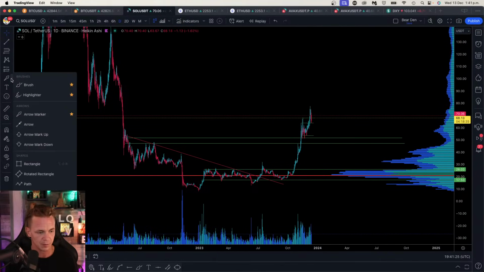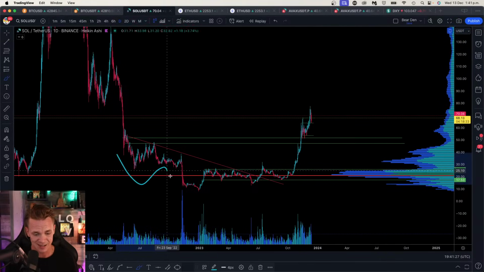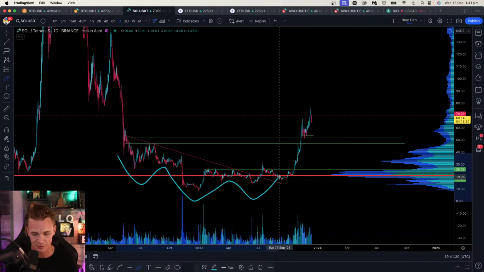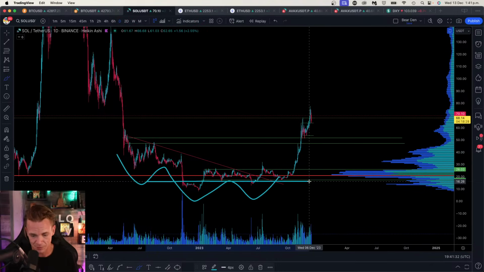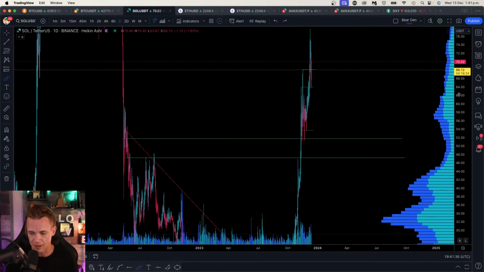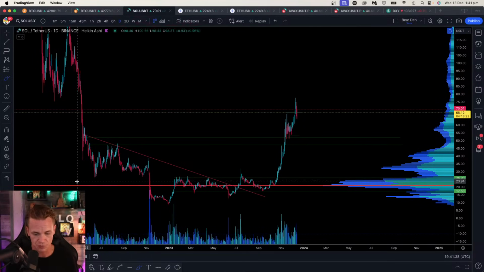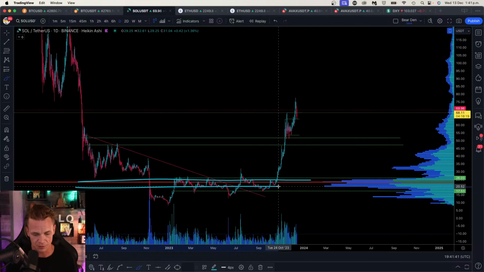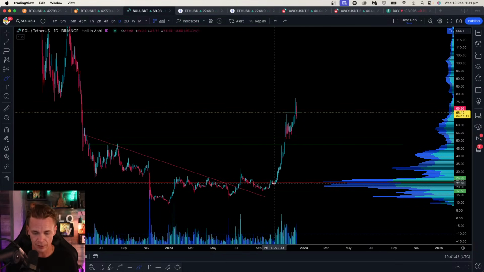So we talked about this a few times. This looks like an inverse head and shoulders, effectively, right? Here's the bottom of the range. Here's your spring as your head. So I think Solana performed an inverse head and shoulders throughout this horizontal trading range effectively. We already are into the SOS and backup phase.